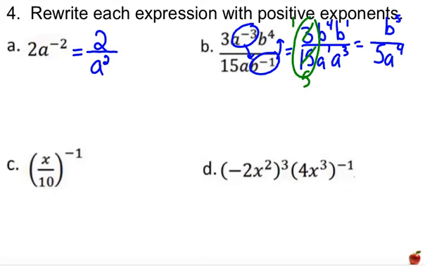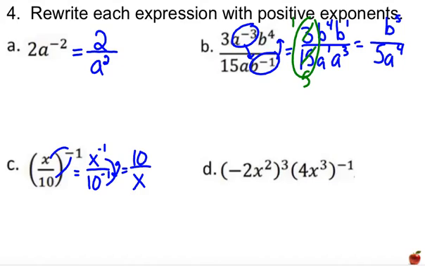Okay, see, there's multiple ways you can go about this. Probably the easiest one to think through is to distribute this negative 1. So we get x to the negative 1 over 10 to the negative 1. Now, to get rid of those negative exponents, we're going to have to move them. The x is going to drop down, the 10 is going to come up. So we end up with 10 to the 1st over x to the 1st. And that's it.